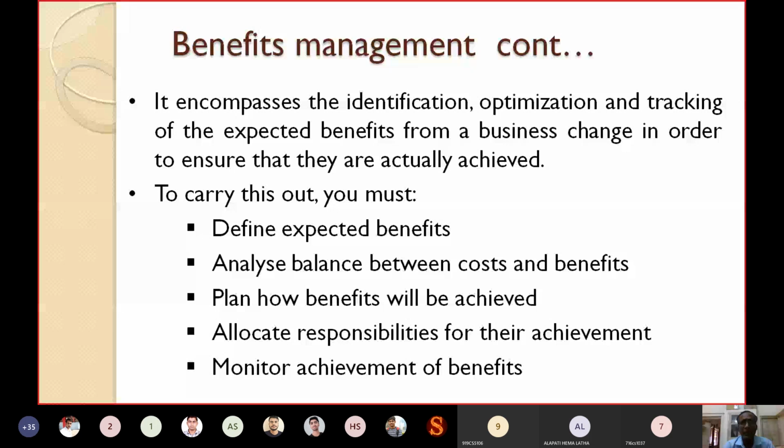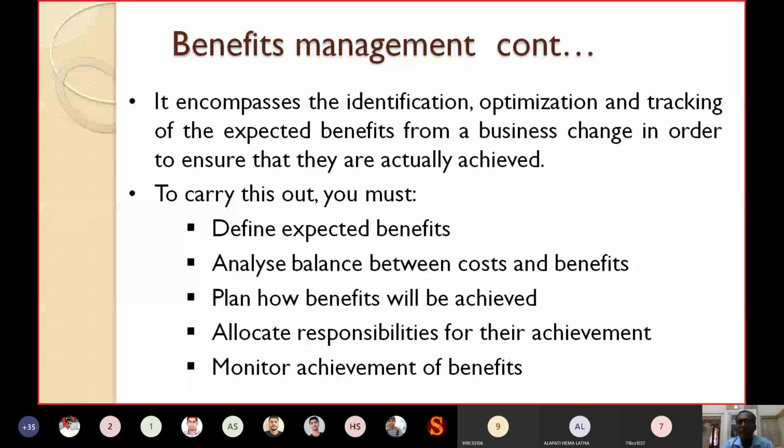So now we are discussing how to carry out the benefits management. First, we have to define the expected benefits. Then we have to analyze the balance, the trade-off between the cost and benefits, whether costs are more or benefits are more, or why there is a lag like this.